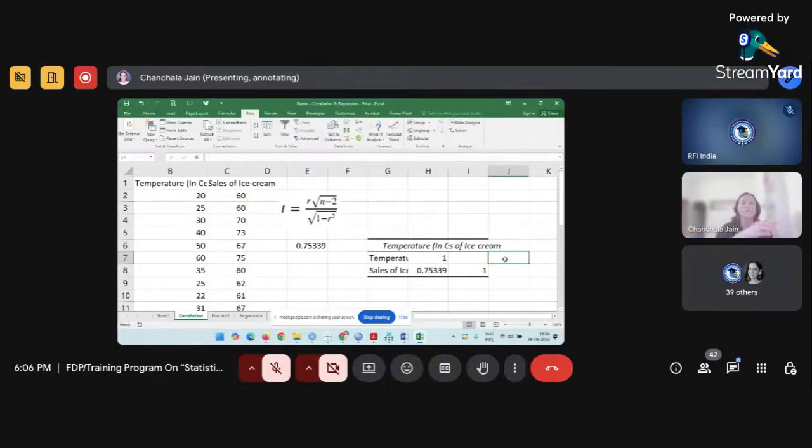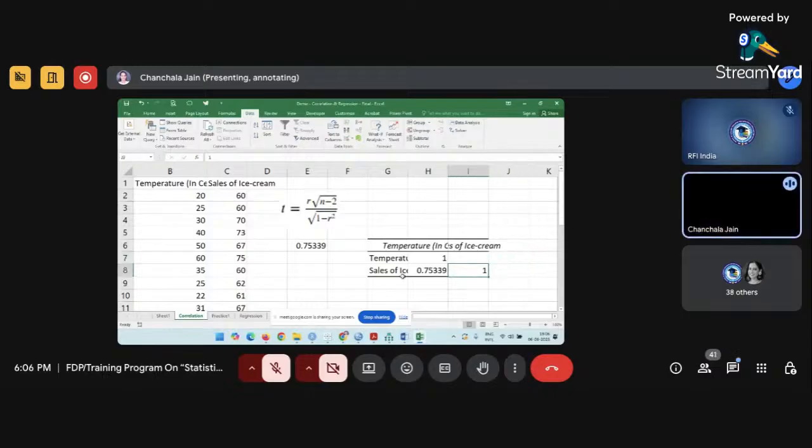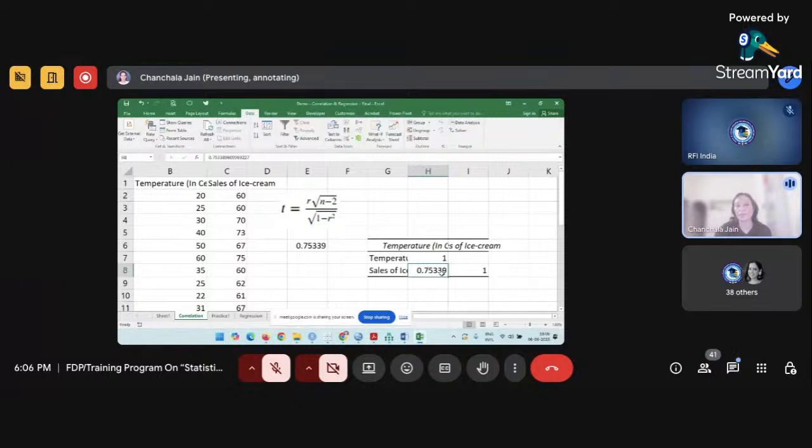Fine. Now you can look at the table. This will be the same value which we are getting, but in the tabular form. That means the same variable, temperature and temperature, it is quite obvious the relationship will be 1. Sales and sales relationship will be 1. But between temperature and sales, the correlation value is 0.759, which is the same value which we have got using the function. That means a strong positive correlation between the sales of ice cream and the temperature of the environment.